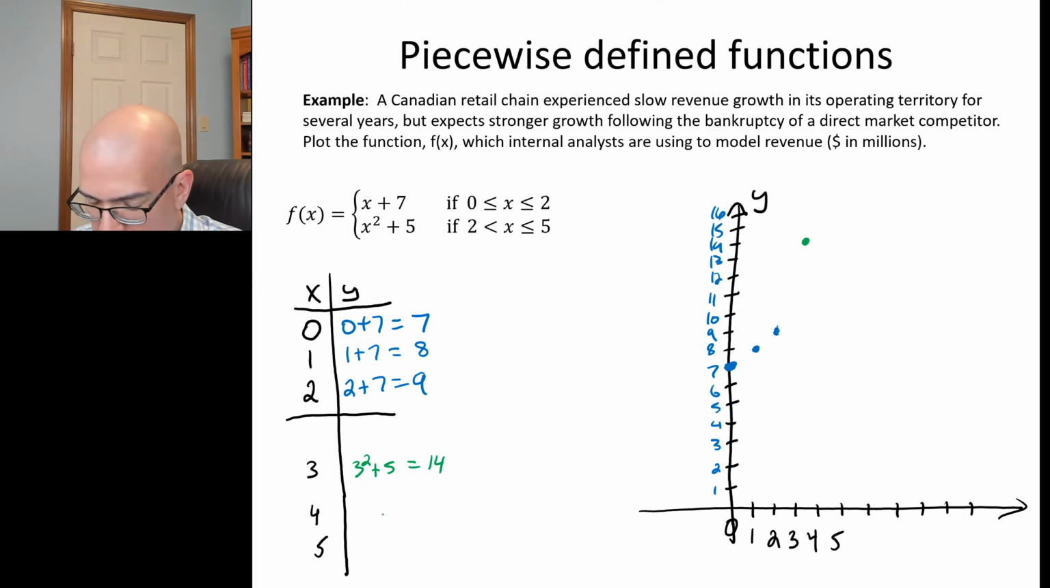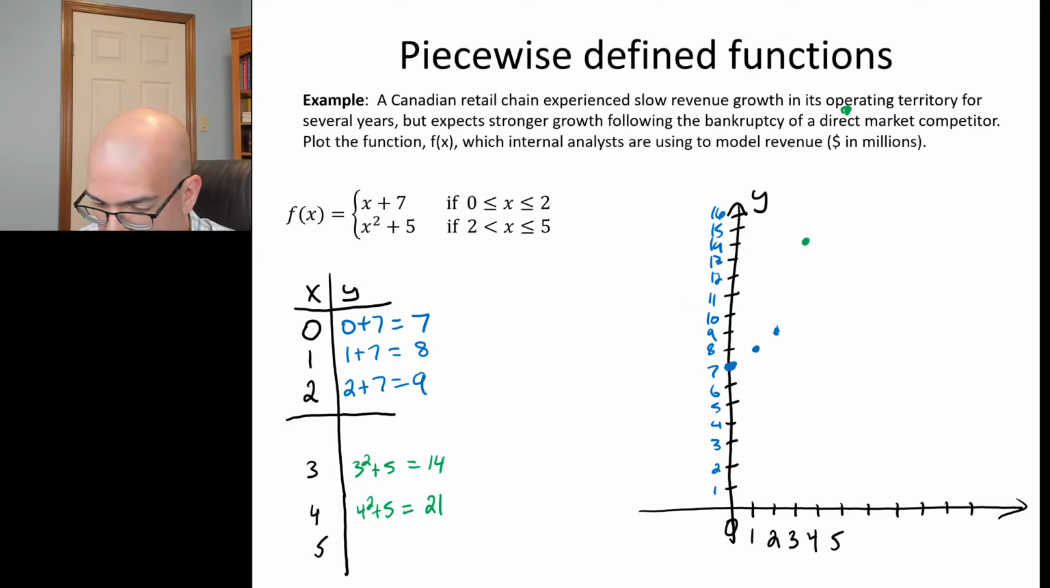And then 4, I'm going to plug 4 in. I'm plugging 4 into the second piece because it fits into that second inequality. 4 squared plus 5. So 16 plus 5, 21. And my graph is already inadequate. So I'm going to put that up here. It's around here somewhere.